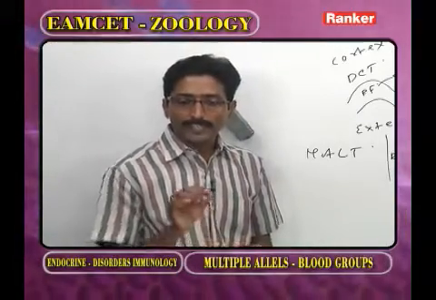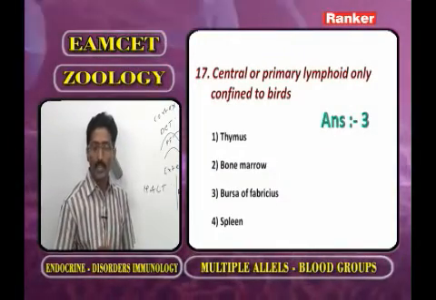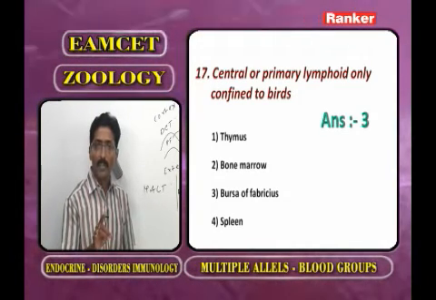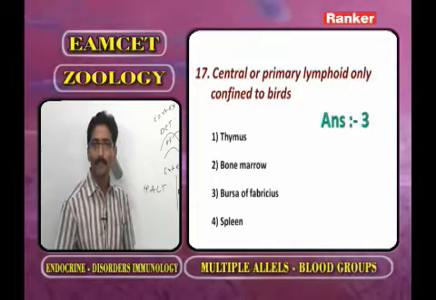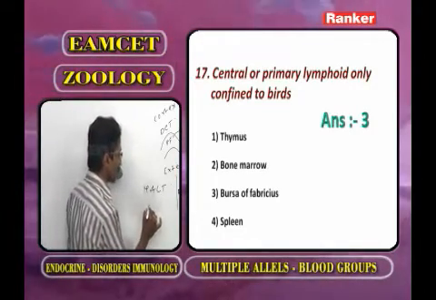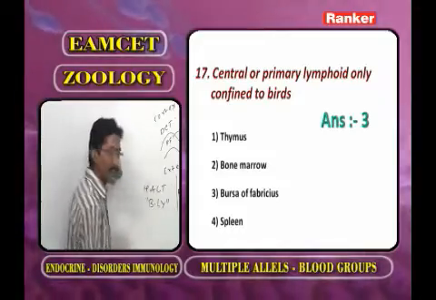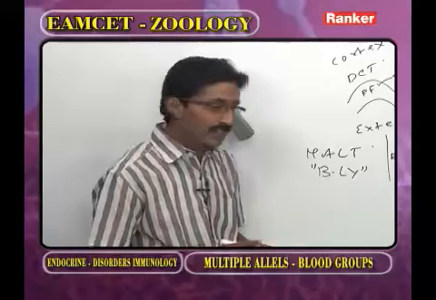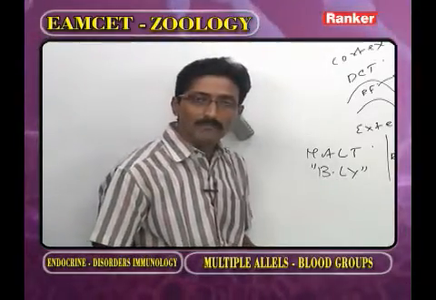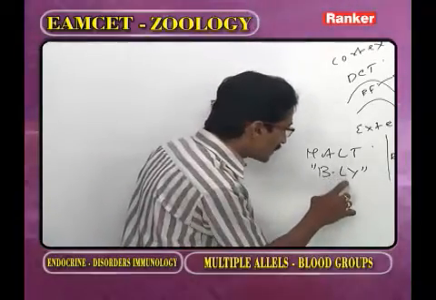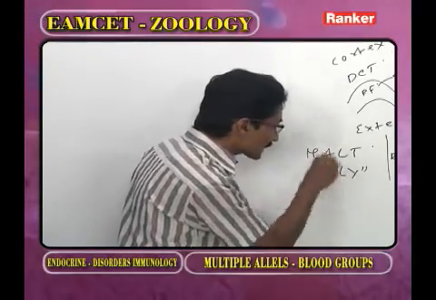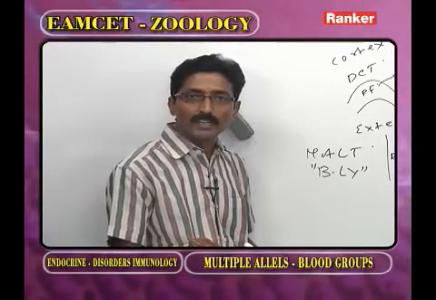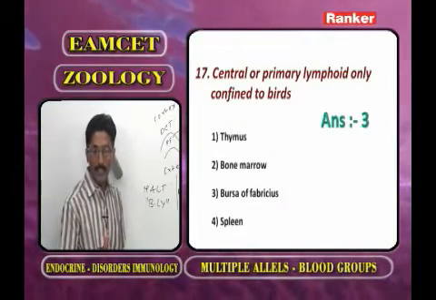But here we are asking the central or primary lymphoid organ that is present only in the birds, that we call the bursa fabricii. From the bursa fabricii, the B lymphocytes were first identified, so these lymphocytes got the name B lymphocytes. Why are these lymphocytes called B lymphocytes? The first time these lymphocytes were identified was in the bursa fabricii. The bursa fabricii is the primary lymphoid organ in the bird's body. So the answer is the third one.